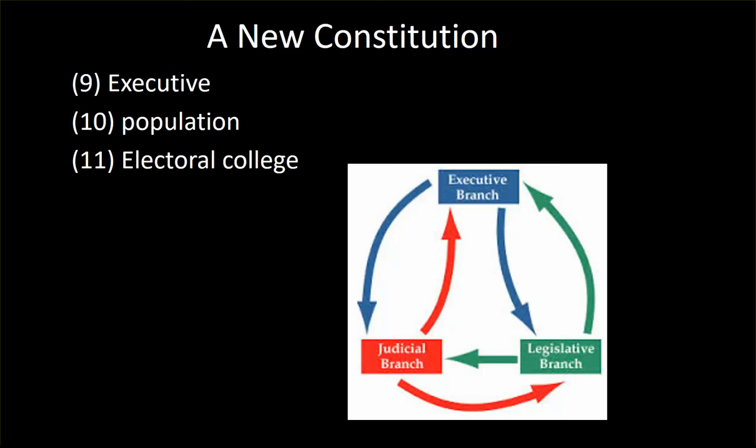But if no candidate gets a majority, if no candidate gets more than 50% of the vote, then the House of Representatives was supposed to pick the president from the top 3 vote getters, and then the Senate would choose the vice president. And I know this is incredibly confusing, and you're probably sitting there going, what is going on here? They wanted it to be confusing.